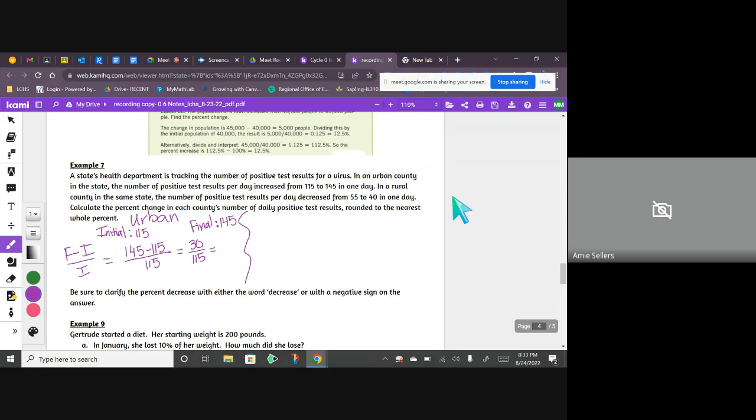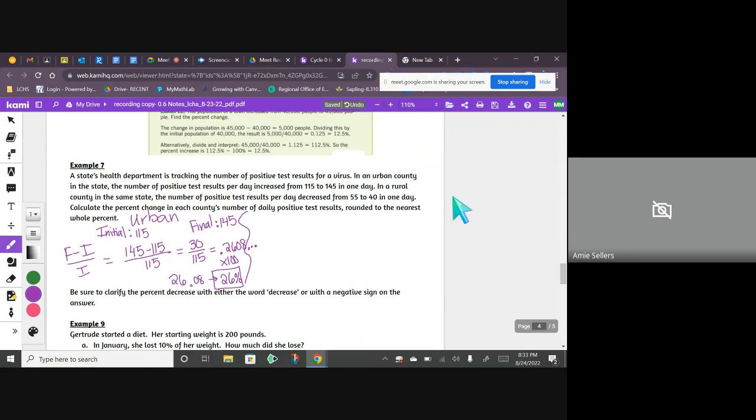So we get 30 over 115. If we divide that, we get 0.2608, and we're going to change it to a percent. So this would be 26.08. It says to round to the nearest whole percent, though. So that's going to be about 26%.